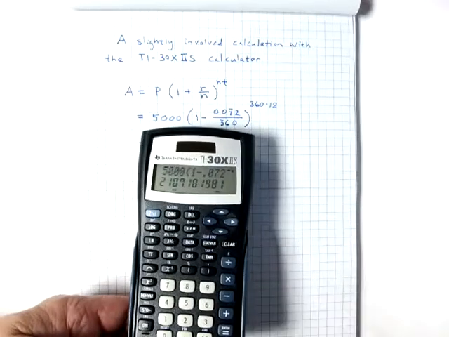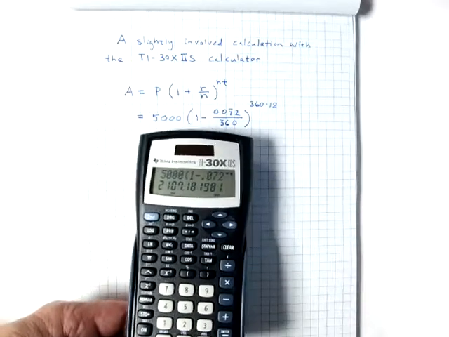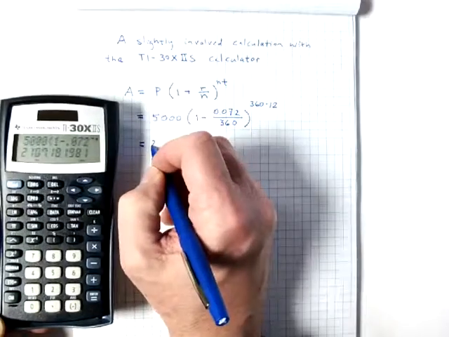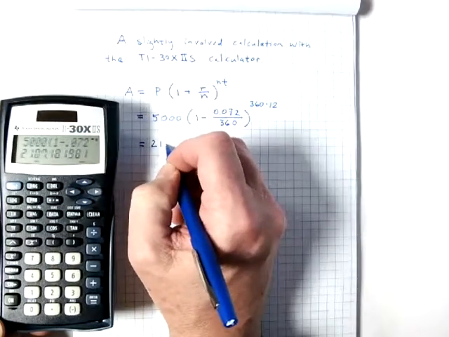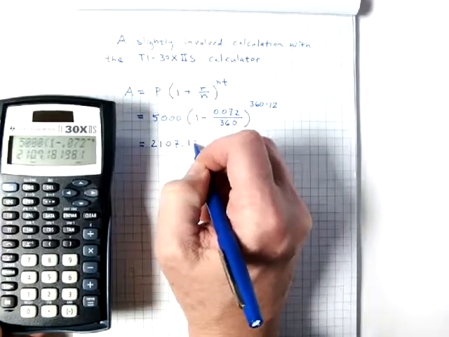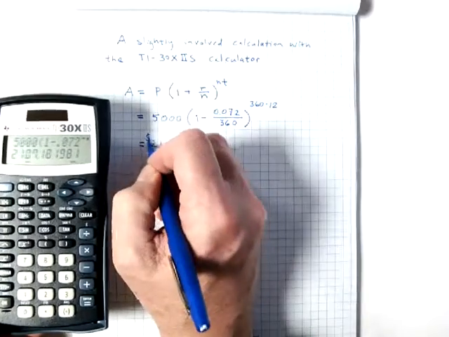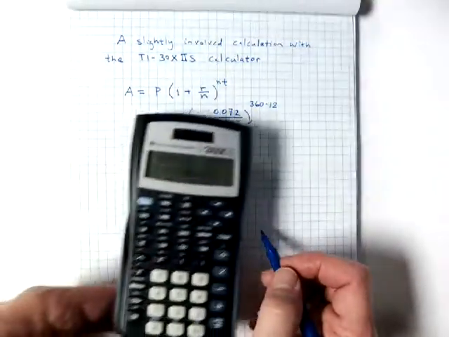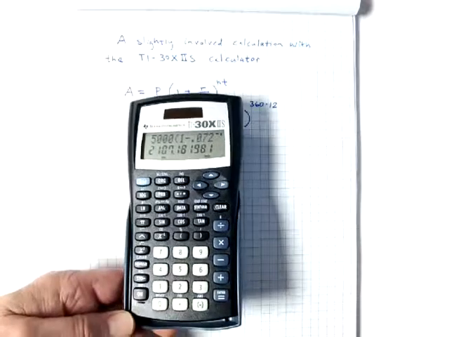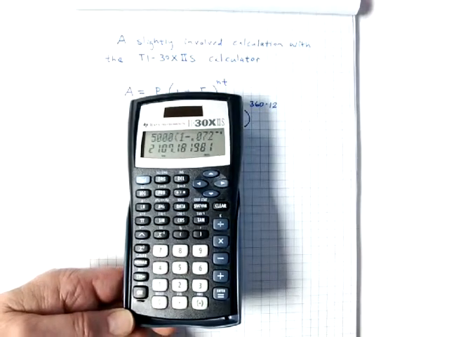When we're satisfied that we have what we want, then simply press enter. And we'll get our answer, which is 2107.18. Since we're dealing with money, we'll go ahead and put the units on that. Now, another thing you can do with this calculator that you can also do with many is correct a mistake.